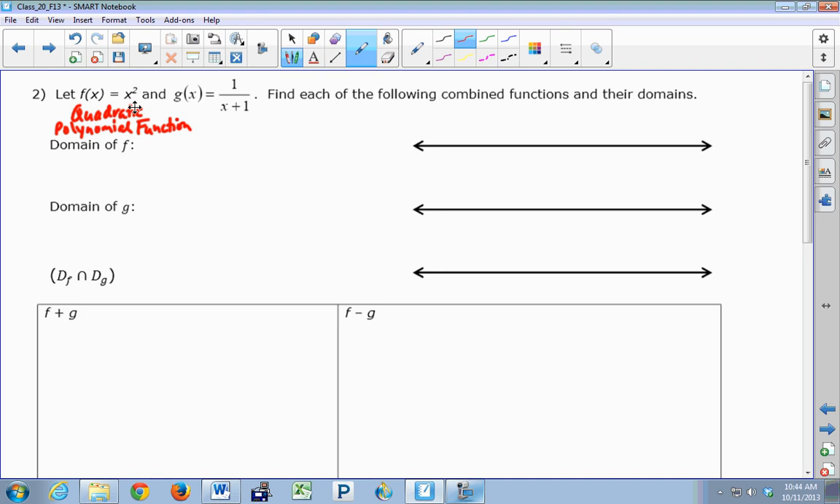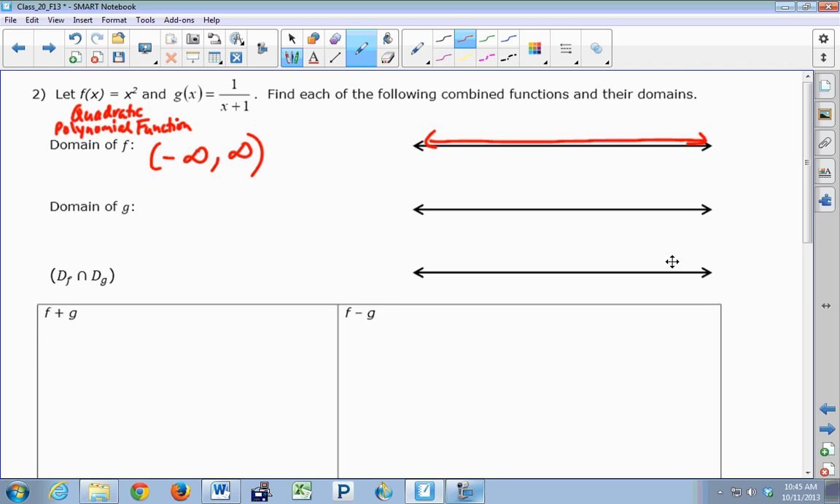So the nice thing about polynomial functions is, what would the domain of a polynomial function look like? What's the domain of a polynomial function look like? Infinite, right? Well, what set of numbers is that? All real numbers, right. So the domain of f is all real numbers, which means all numbers on the number line, which we can write in interval notation like that. If we use our number line, we just write an arrow going in both directions.